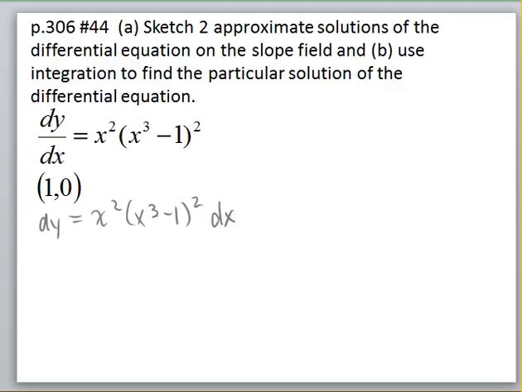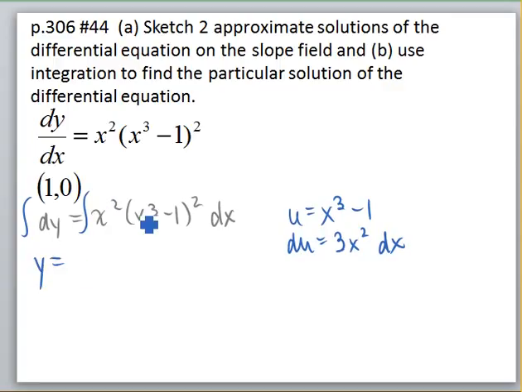So my u statement is going to be x cubed minus 1. So du ends up being 3x squared dx. I'm going to replace then, because I'm integrating both sides, this ends up being y. Y equals, I would have my u taken care of by writing u squared and then adding the x squared dx, which I have, as long as I move my 3 to the other side. So I end up getting 1/3 du.